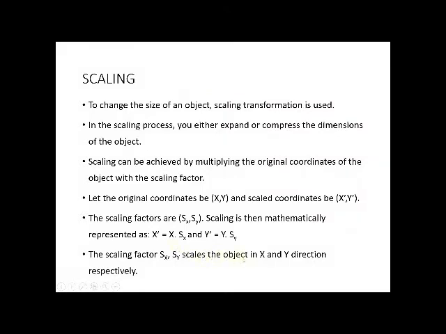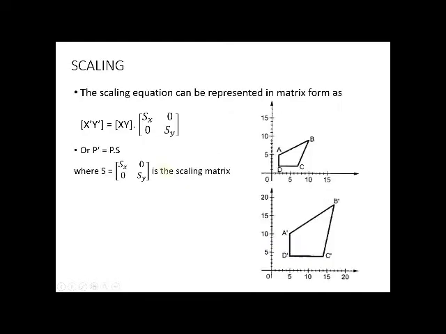So scaling can occur in the x and y direction. Sx is the scaling in the x direction and sy is the scaling in the y direction. Equation wise we can represent it like this. X dash y dash in matrix is equal to x y into sx 0, 0 and sy. It means sx is the scaling factor along the x direction, and sy is the scaling factor along the y direction. And this matrix sx 0, 0 sy is called the scaling matrix. So in general, we can write the scaled geometry P dash is equal to the original geometry P into the scaling matrix S.